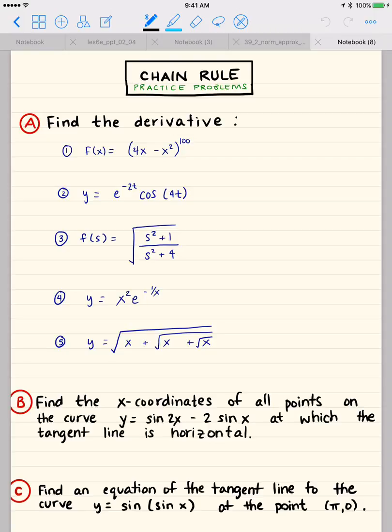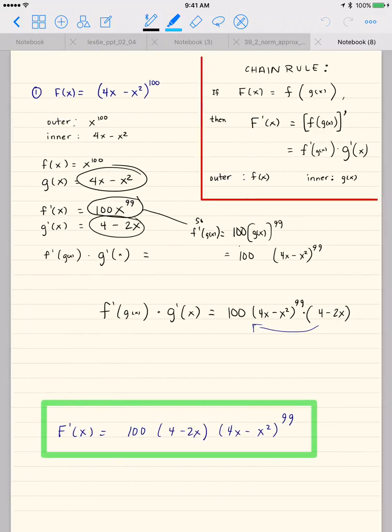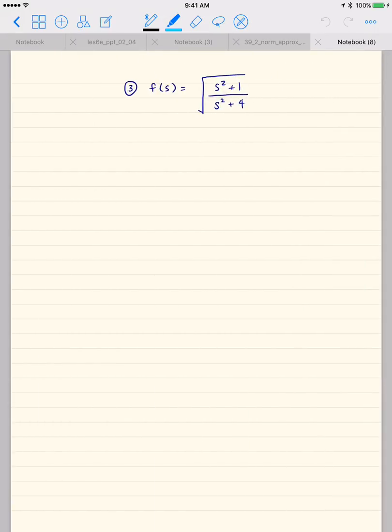Okay, so we are back. We are now ready to start with this problem right here. Okay, and again, we're finding the derivative. Those are the first two that we did. So now let's go to finding the derivative.